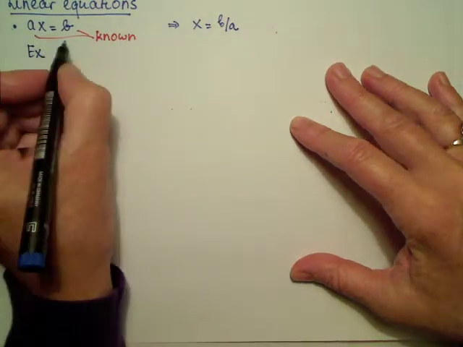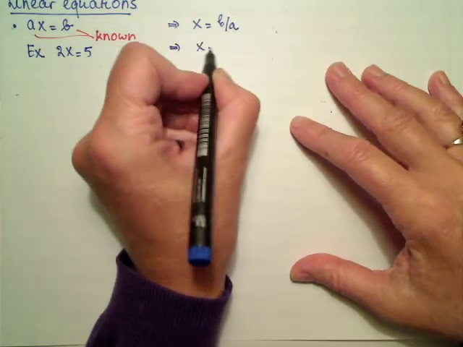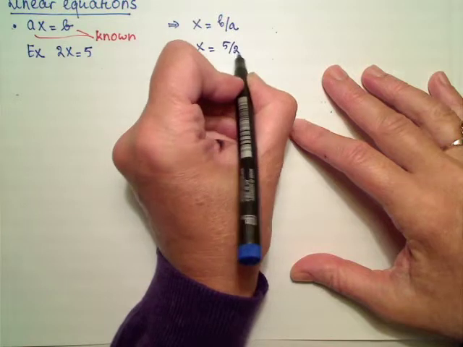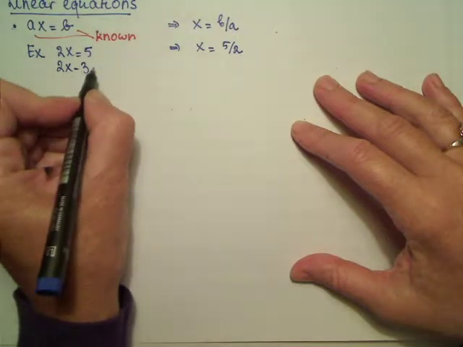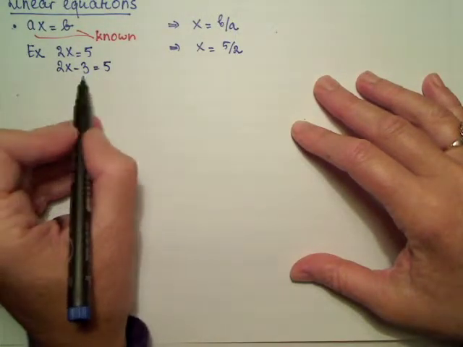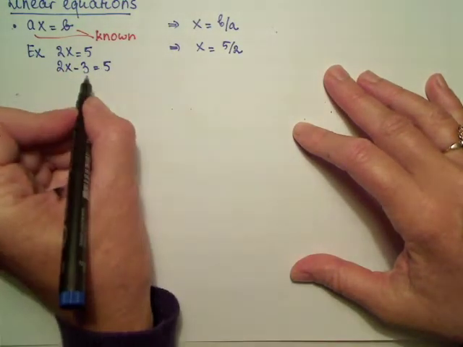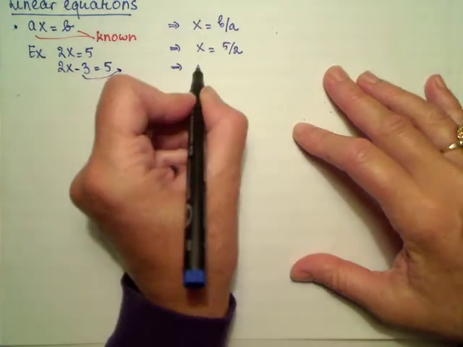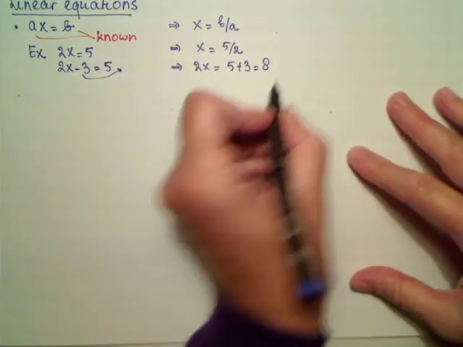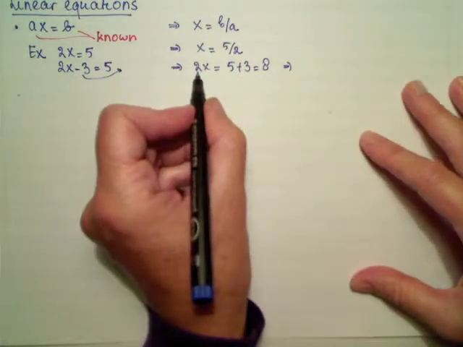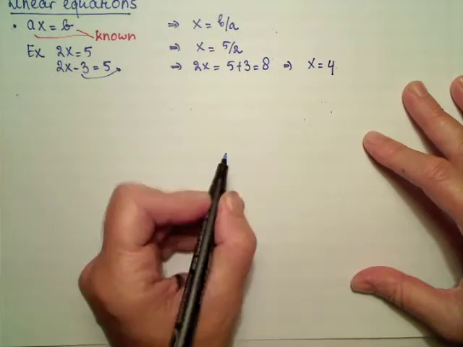An example with numbers is, for instance, 2x equals 5, and then we get x equals 5 over 2, because we have to divide both sides of the equation by 2. A slightly more complicated variant is when we consider the equation 2x minus 3 equals 5. Then we first have to take minus 3 to the right hand side. And so we get the equation 2x equals 5 plus 3, which is 8. And then we divide both sides of the equation by the coefficient of x, which is 2. And we get x equals 8 over 2, which is 4.